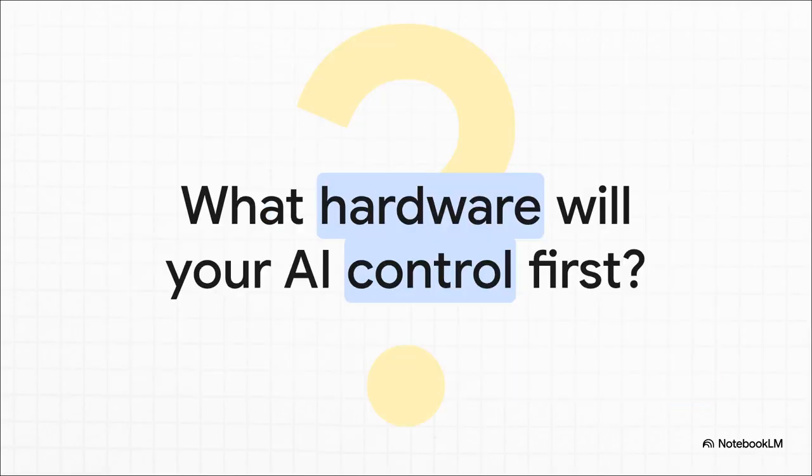Which leaves us with the absolute most exciting part of this entire explainer. Think about it. You have the AI, you have the bridge, you completely knocked out the setup with a single click. So the only question left is, what hardware are you going to command your AI to control first? Are you going to point a telescope at the Orion Nebula? Automate a climate sensor? Try something completely off the wall? The possibilities are quite literally endless.